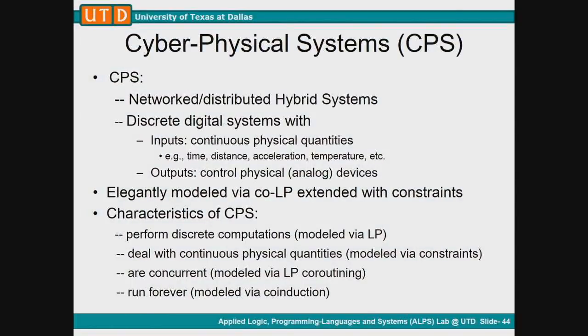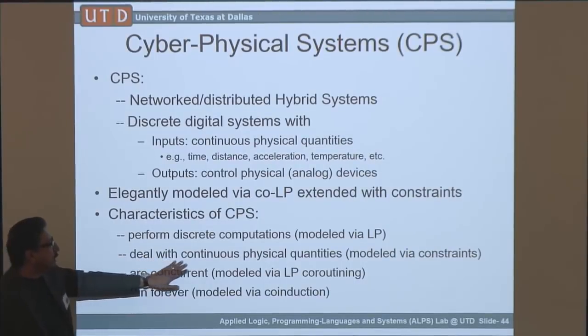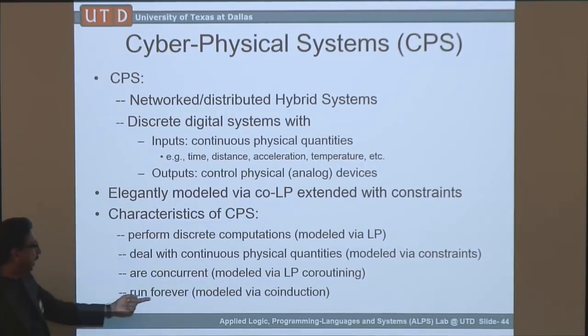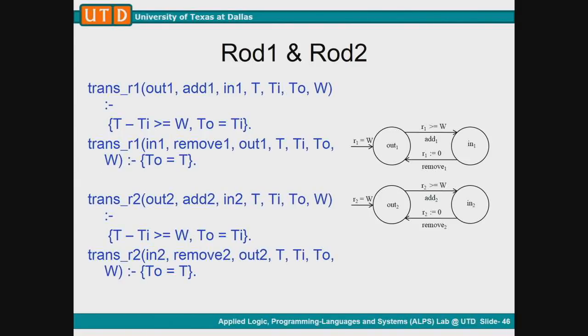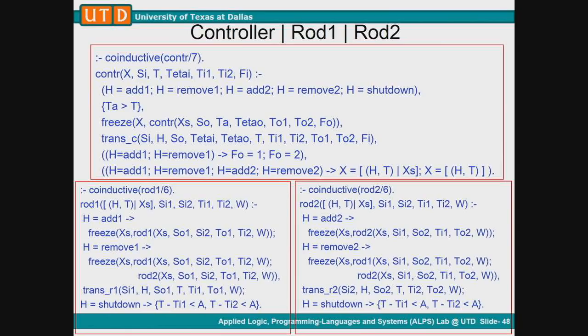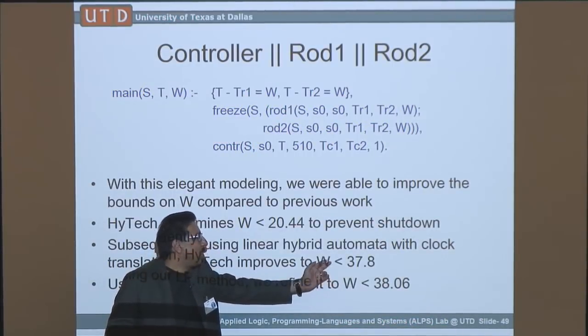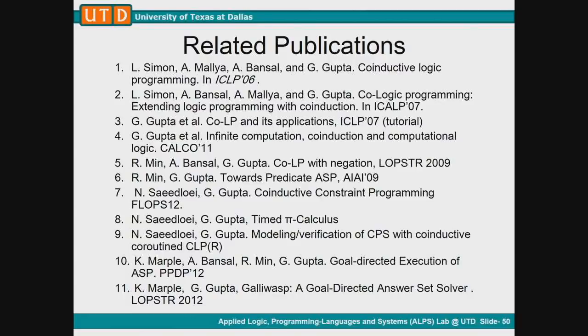You can model cyber physical systems as well. Logic programming is a very good way of modeling cyber physical systems. You can model discrete computation with standard logic programming, continuous physical quantities via constraints, concurrency via coroutining in logic programming, and something running forever via co-induction. So we actually tried this and basically showed, this is from Henzinger's paper, where they were trying to establish some parameter to establish the safety of a nuclear reactor system or something. And we basically showed that using our method, you can actually get a better value of the parameter that they were trying for. So again, all these are in papers, a whole bunch of papers.